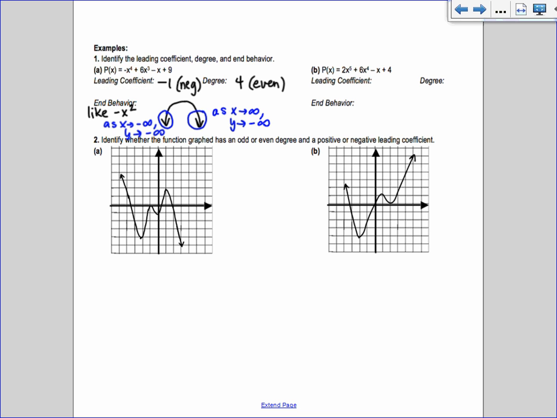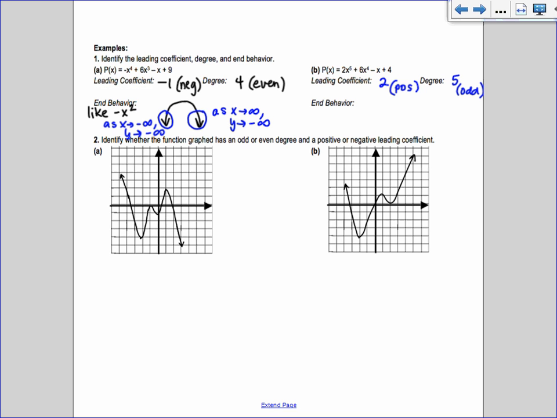All right, the next one. Your leading coefficient is 2. Your degree is 5. So it is positive and odd. Don't get confused. Don't see the 2 and think, oh, it's even. No, that's just telling you if it's positive or negative. It's telling you if it goes up or down, or if it's a parabola, up or down.